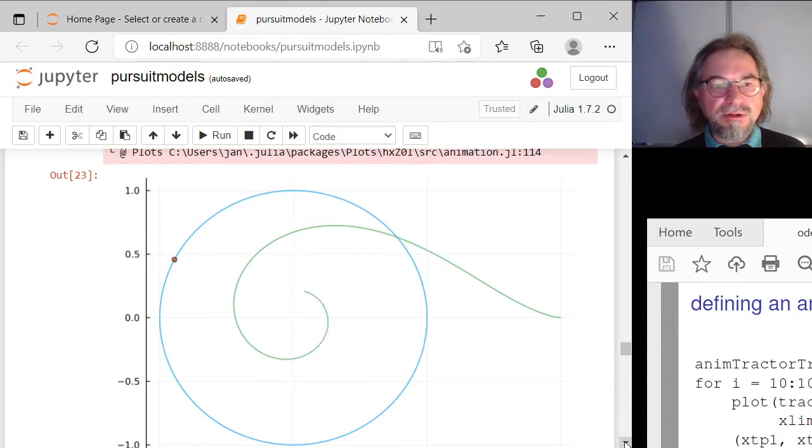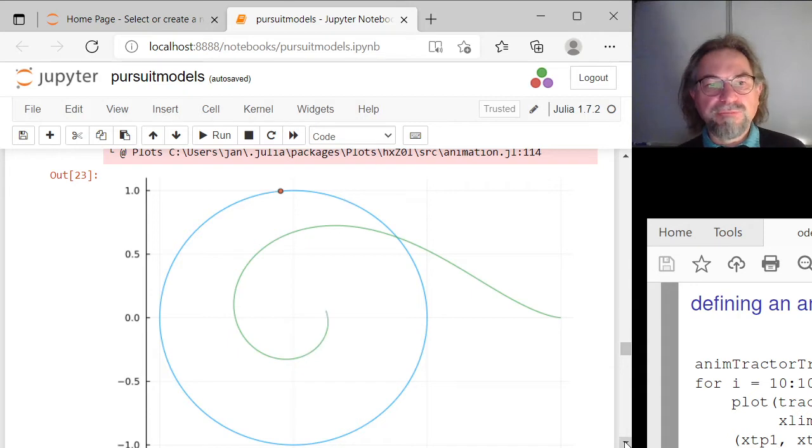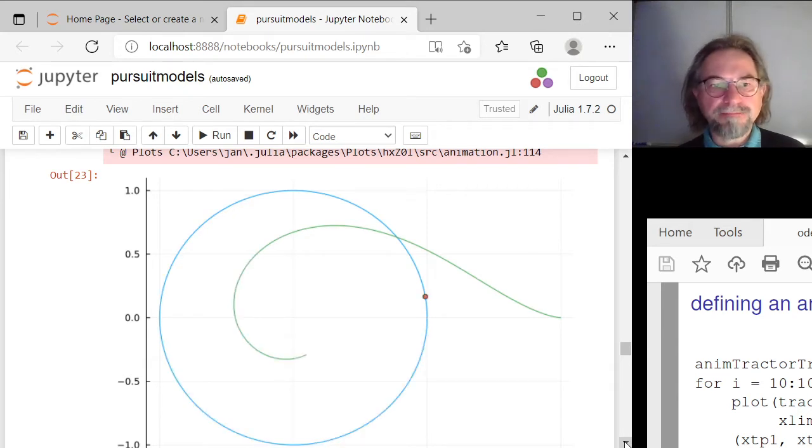You see now, this animation could be made more complete if there were a bar between the endpoint of the tractor, so the red dot is the trajectory of the tractor, and the endpoint of the green curve, which is the endpoint of the trailer. I could still add a bar between them, and that would more convincingly show that this is quite a good model of this tractor trailer problem.